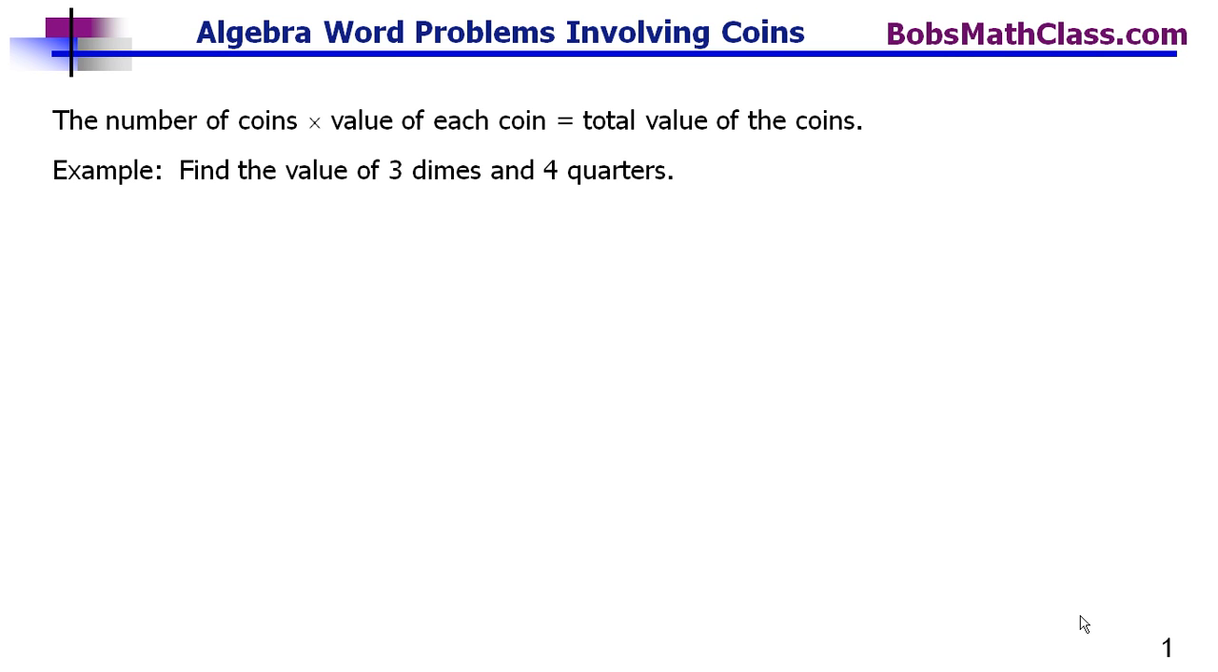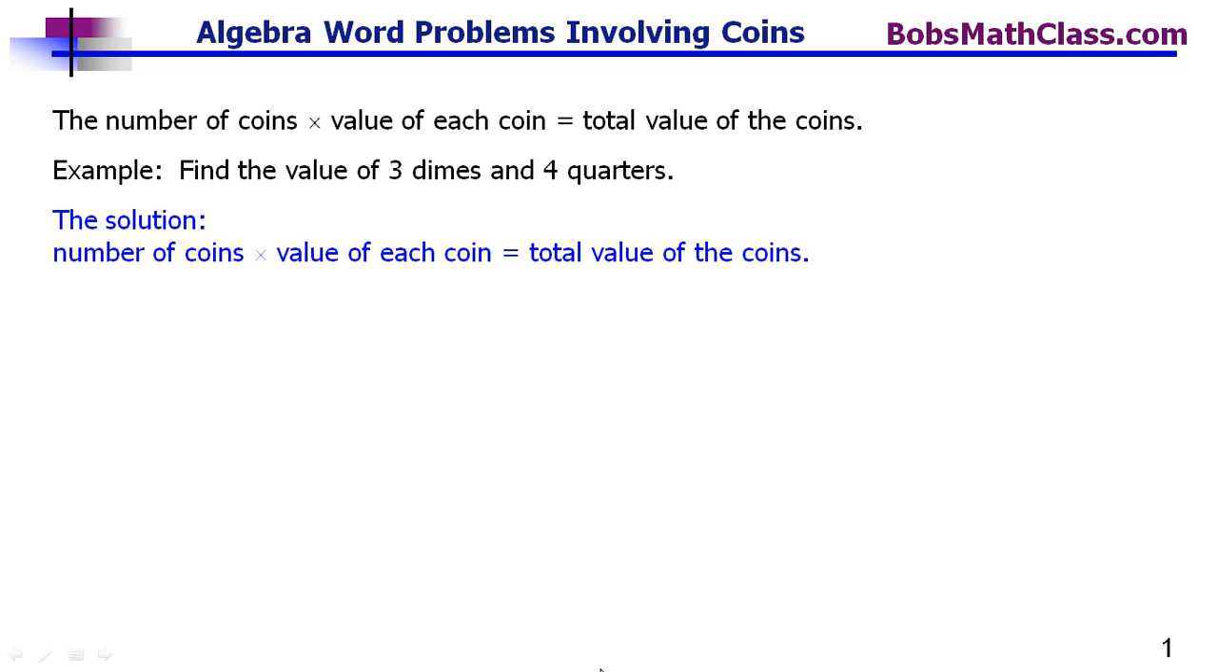For example, find the value of 3 dimes and 4 quarters. Well, again, it's the number of coins times the value of each coin is equal to the total value of the coins. So we have 3 dimes. How much is a dime worth? Right, 10 cents. And a quarter? Yeah, 25 cents. So 3 dimes and 4 quarters.